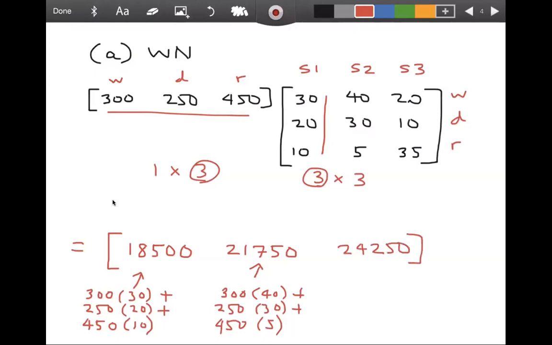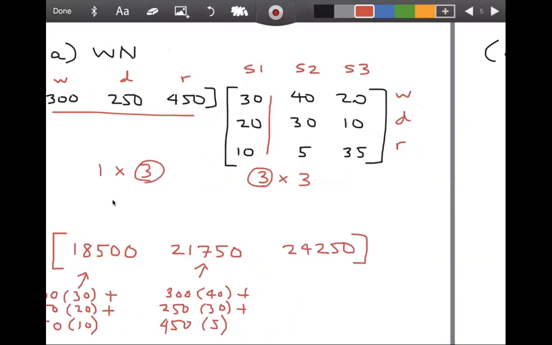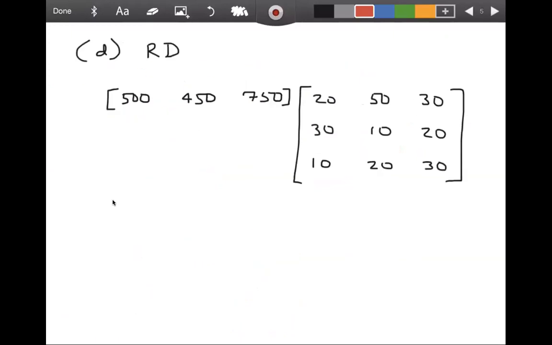All right, next example is very similar. I would encourage you to pause the video and try this one yourself and then come back and compare notes. R times D. So again, it's a 1 by 3 times a 3 by 3. So the answer will be 1 by 3.